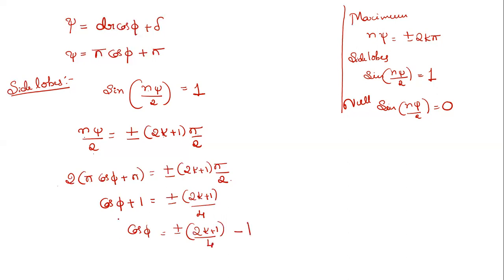So this is the equation for you. Now what you have to do is give k equal to 0, 1, 2, 3 till you get the values for phi. Since we are finding side lobes, let me write the subscript. So we have the equation cos phi s equal to plus or minus 2k plus 1 by 4 minus 1. For the first case, let me give k equal to 0.